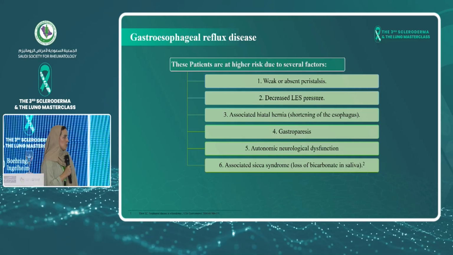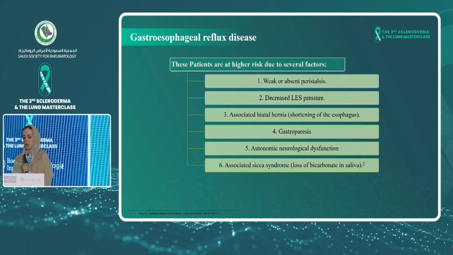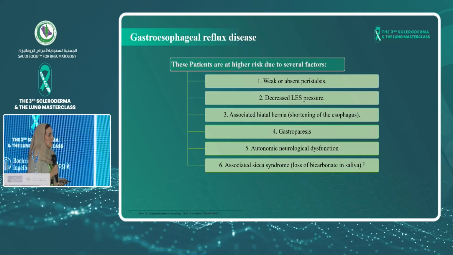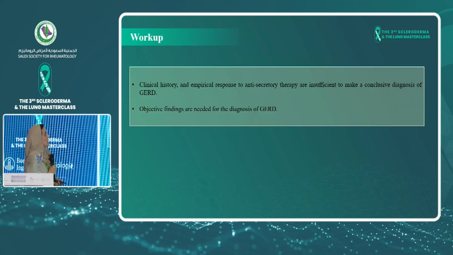As we said, there is autonomic neurological dysfunction, affecting the vagus nerve. And on top of that, they have associated Sicca syndrome, which is loss of bicarbonate in the saliva, which in the normal population is a protective factor against acid. So how do we work these patients up?